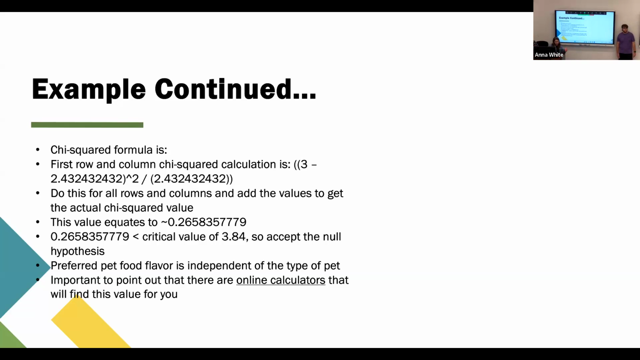For this example, I went ahead and did it, and it's about 0.266. And think back to the critical value that we found, and that was 3.84. This chi-squared value is less than the critical value, so you would accept the null hypothesis. In particular, you would say the preferred pet food flavor is independent of the type of pet.